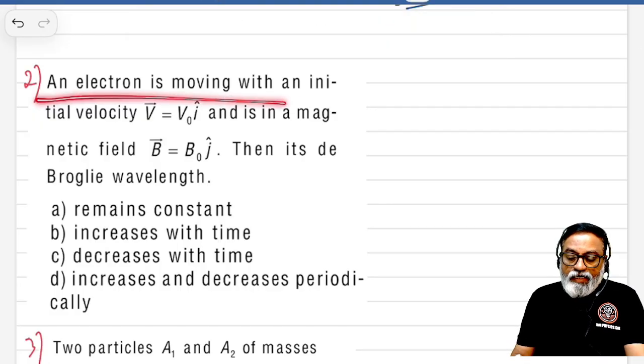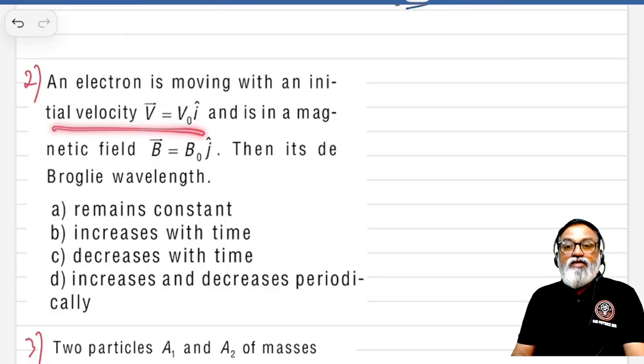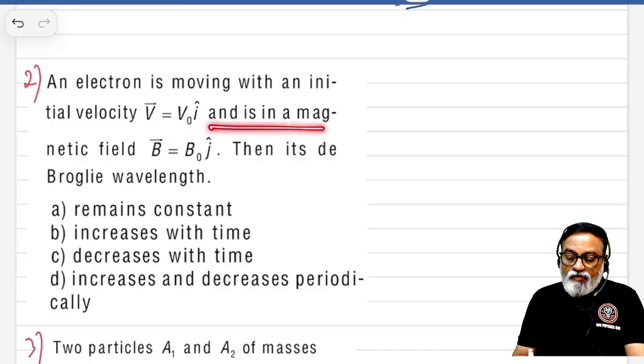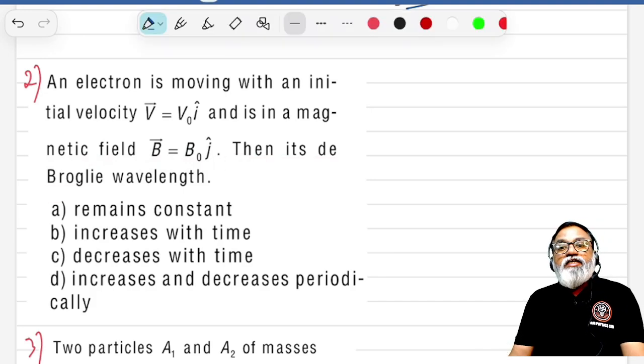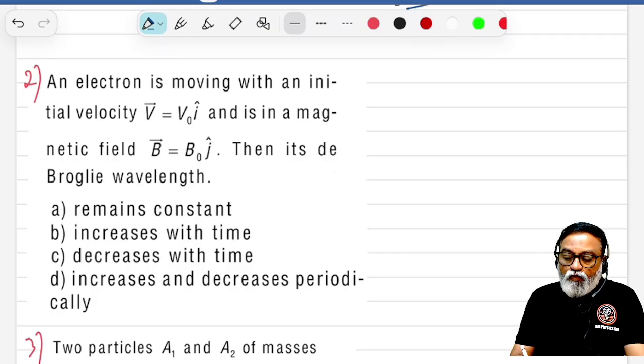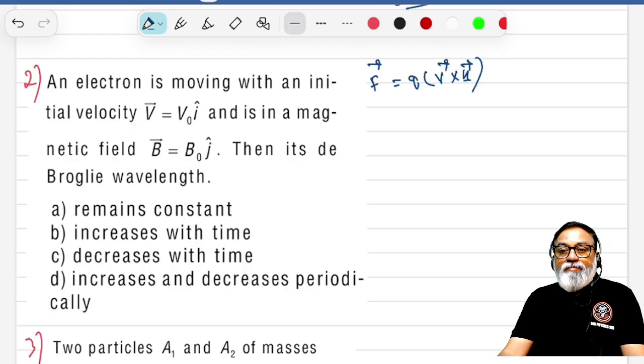Next one. An electron is moving with an initial velocity v bar equal to v naught i cap and is in a magnetic field B bar equal to B naught j cap. Then what is its de Broglie wavelength? See, when a particle is moving in a magnetic field, the force acting on the charge is F bar equal to q into v bar cross B bar. This is a magnetic force. Magnetic force only changes the direction of velocity but does not increase or decrease the speed of the particle.